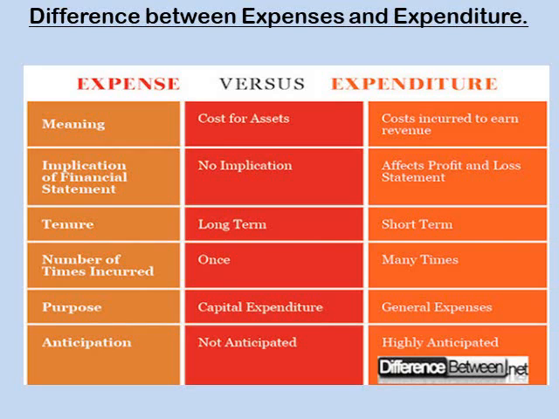Anticipation. Expenditure is not anticipated for a long period of time. Like once I bought the car, I am not going to buy a car next year. I anticipate this expenditure after a long period of time, so it is not anticipated very soon. But expenses are highly anticipated. It is like if anything happens in my car, I will take it to the service center, and they will charge me something. Expenses are recurring in nature and highly anticipated. It is happening again and again. So these are the differences between expenses and expenditure.